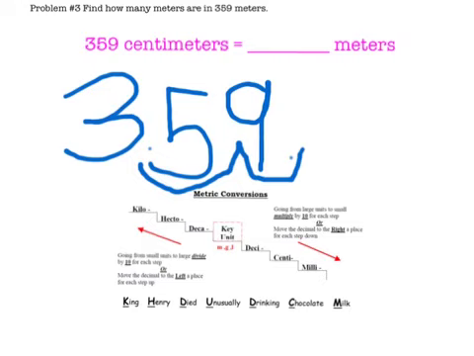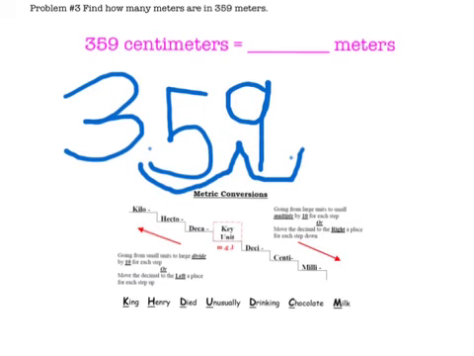I got 3.59 meters as my answer because when I have 359 centimeters, we need to change it into meters. We can only do that by moving the decimal point to the left, because if you move it to the right, only millimeters is left. So I need to move it 2 steps up to get from centimeters to meters, as we did earlier while solving this problem.